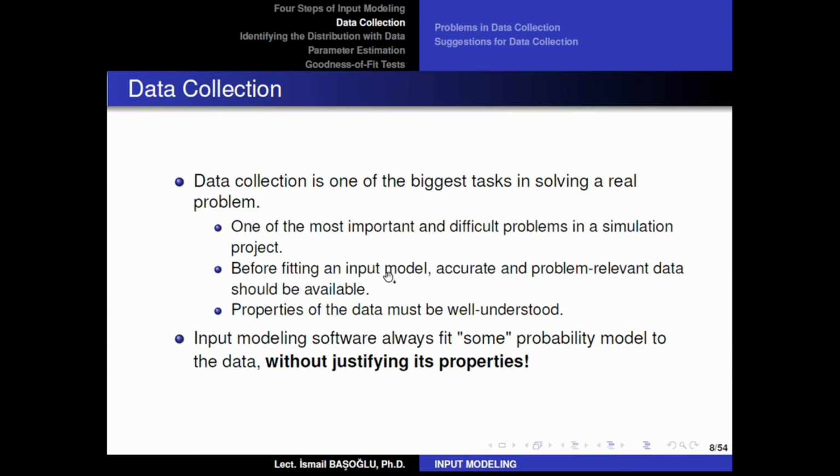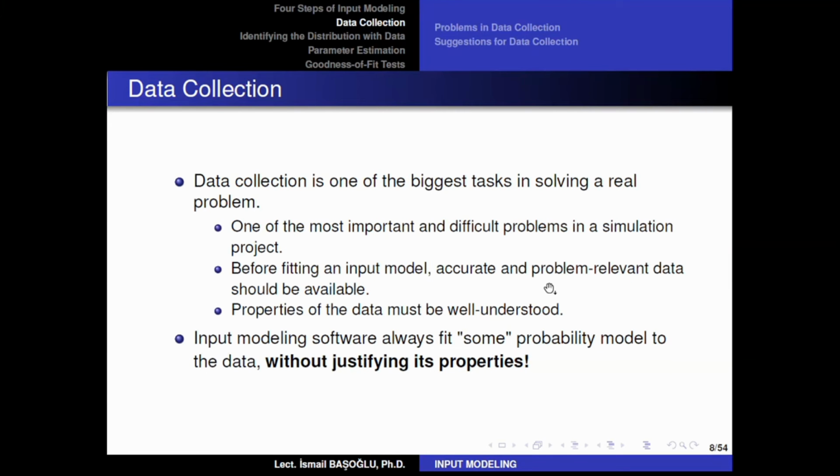Now, before fitting an input model, accurate and problem relevant data should be available. So before you say that the inter-arrival times are exponentially distributed or the service times are normally distributed, before coming up with these results, first we need to check the data. We need to have accurate data which is measured correctly, and it should be problem relevant data.